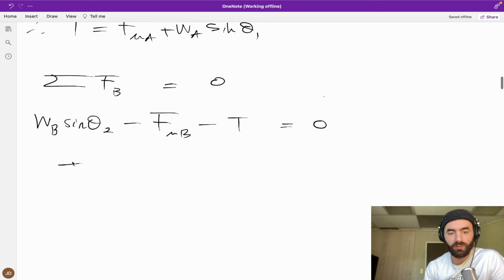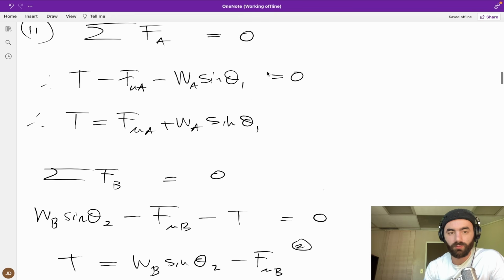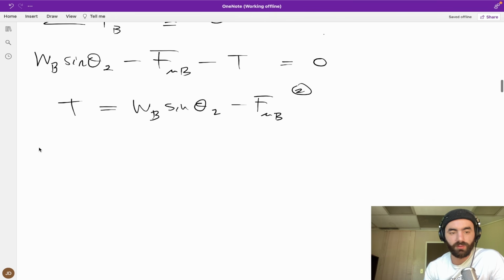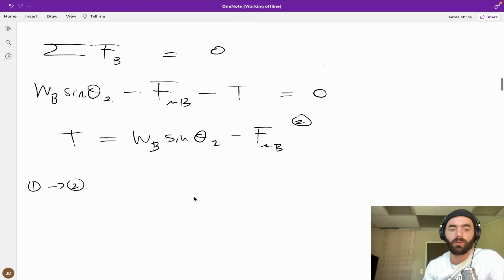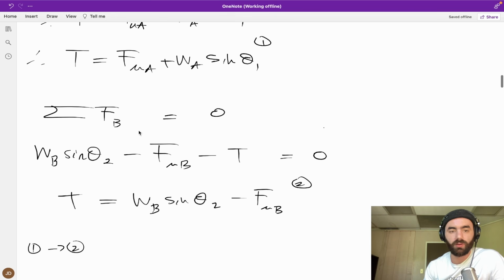So we can take that over and say T will equal WB sine theta 2 minus F mu B. For that 2, for that 1, we substitute 1 into 2. We'll have an equation just involving mu, and then we can find mu for when it's at limiting equilibrium. So that's just putting one of these into the other.